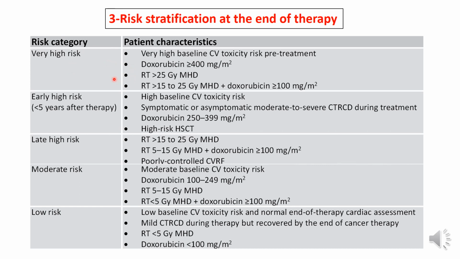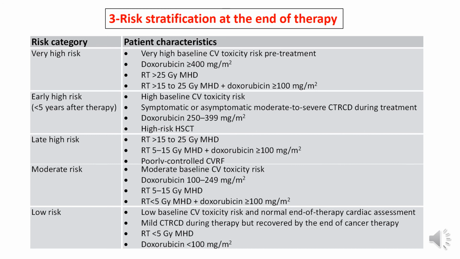Another factor is whether our patient has developed cardiotoxicity during therapy, and what the severity of that cardiotoxicity is. For example, if he developed moderate to severe cardiotoxicity during therapy, he is at high risk. If he developed only mild cardiotoxicity, he is at low risk. The last question concerns the late risk, which is mainly related to radiotherapy dose. As we see here, we have a category called late high risk, which depends on the dose of radiation and the control of patient risk factors like diabetes, hypertension, and so on.